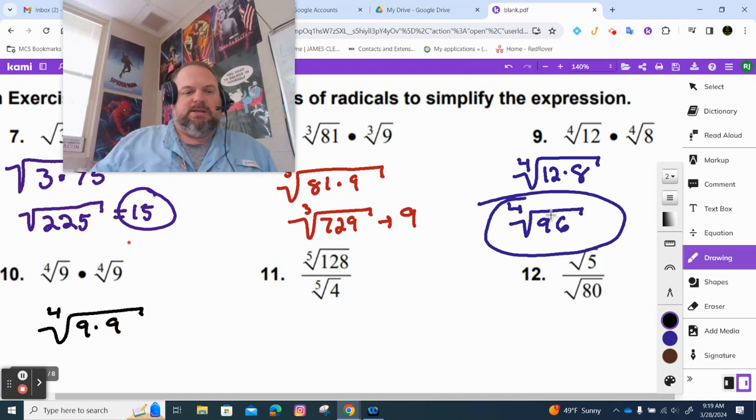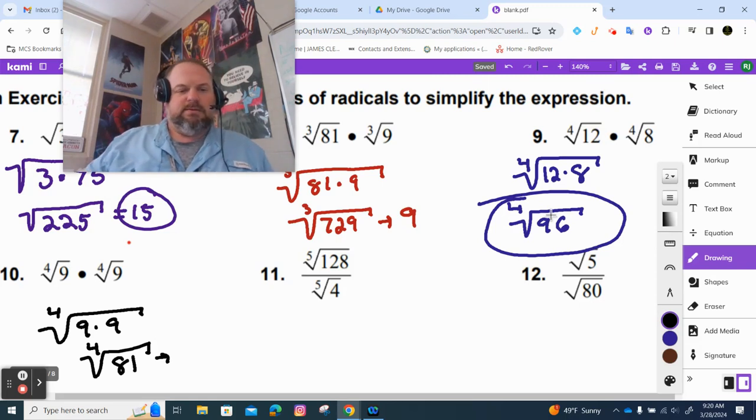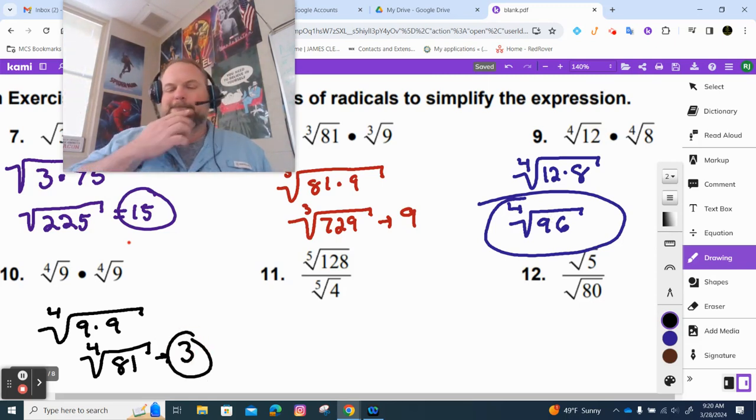Nine times 9, 81. Does 81 have a 4th root? Three.